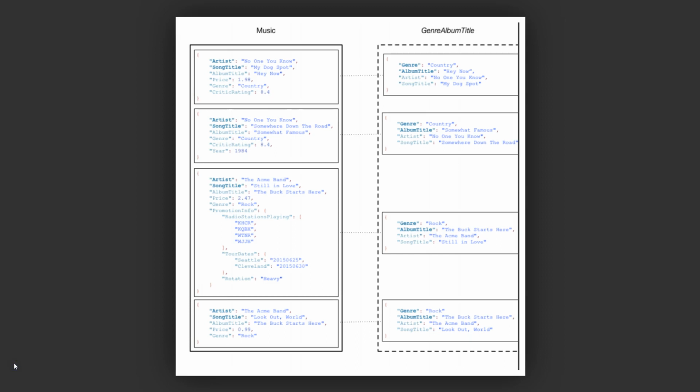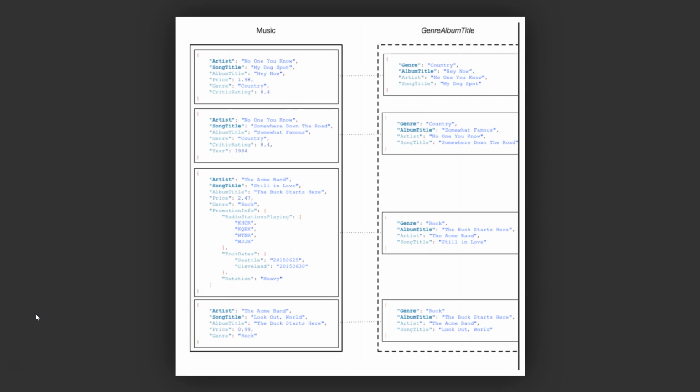DynamoDB supports two kinds of indexes: global secondary index, which is an index with a partition key and sort key that can be different from those on the table, or local secondary index, which is an index that has the same partition key as the table, but a different sort key.